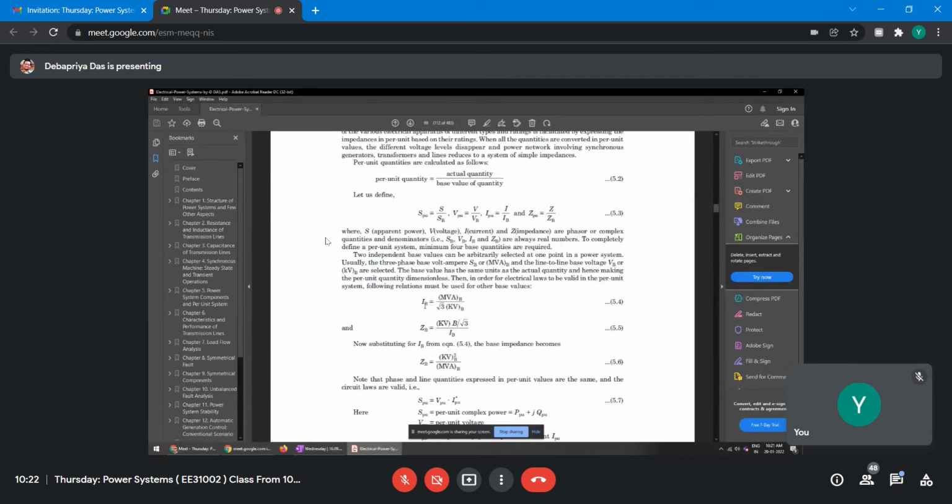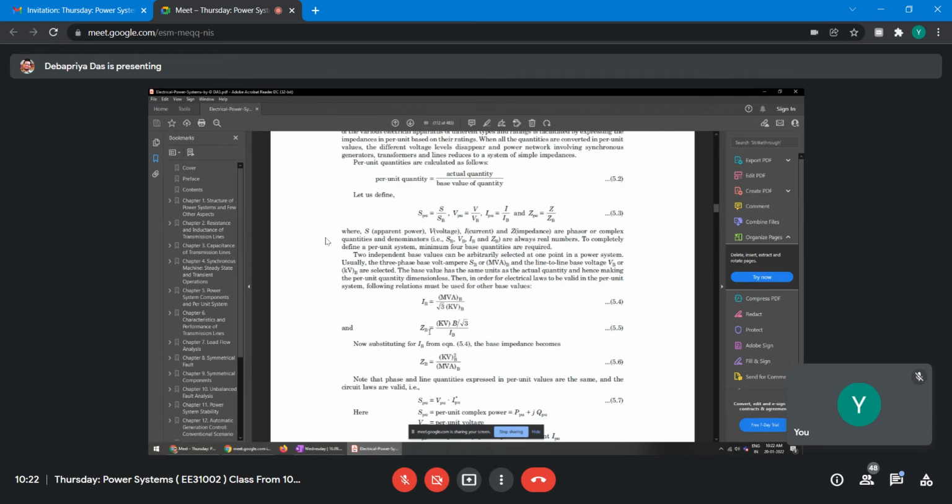So IB is the base current and kV base is the base voltage. Since it is three phase, the MVA is three phase. So root 3 into kV base into IB is equal to MVA base. Therefore IB base is equal to MVA base upon root 3 kV base, right?